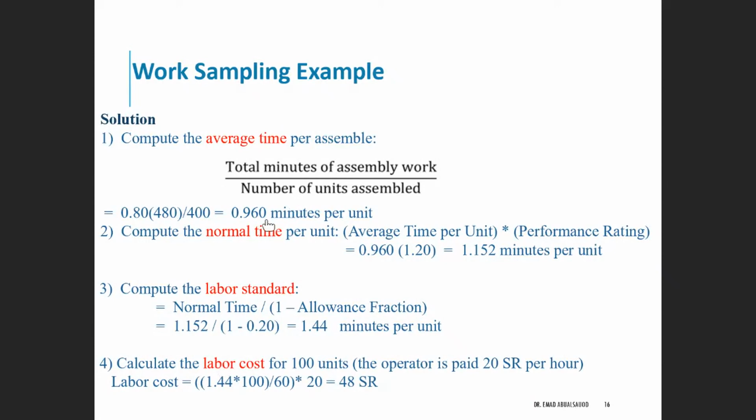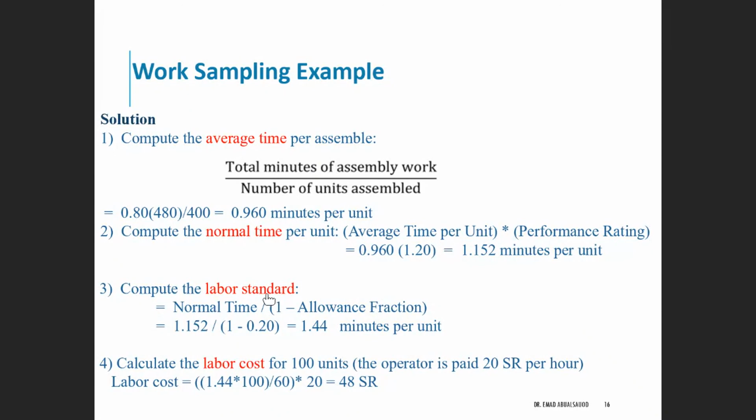Remember how to use the average time if it was not given, to calculate it by dividing the total time over the number of units you have assembled or produced. Then you can use it for calculating the normal time, the performance rating all the time. It will be set. You don't have to find it. It's given to you. The average time sometimes is given. Sometimes you have to find it from here.